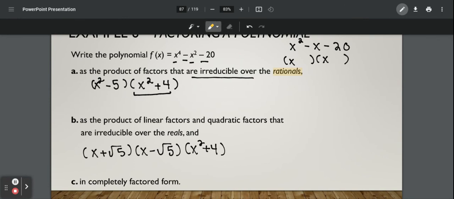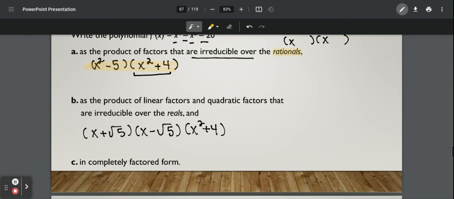That just this part, x squared minus 5 and x squared plus 4, anything beyond that won't be rational. So the key there was rational. And then the last one in C is completely factored. So that means completely factored means all linear factors.